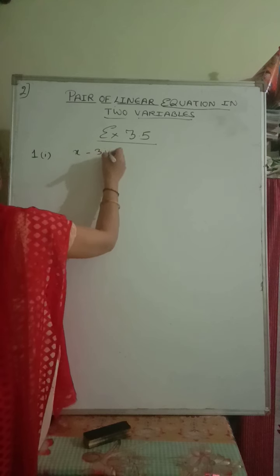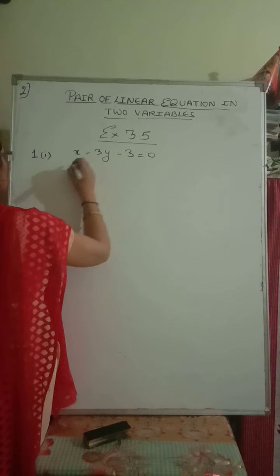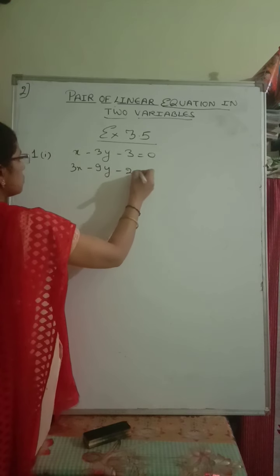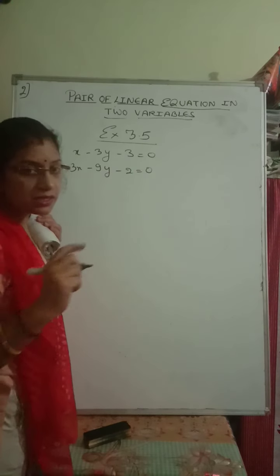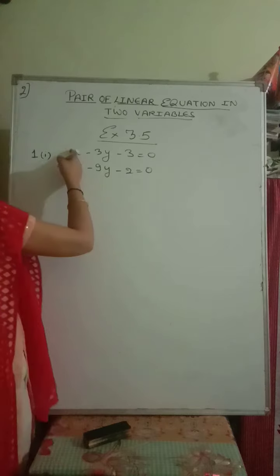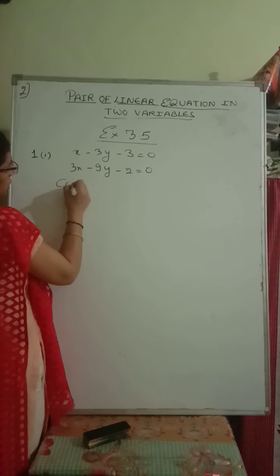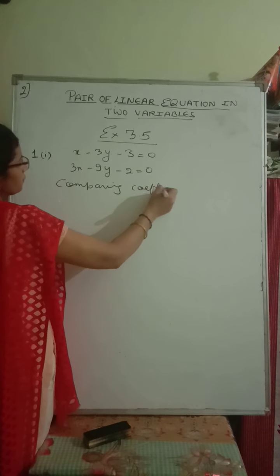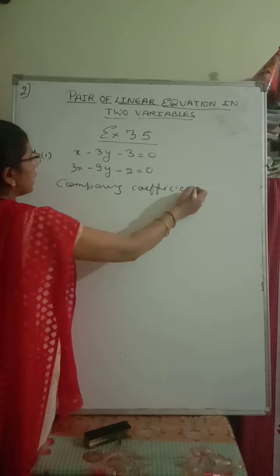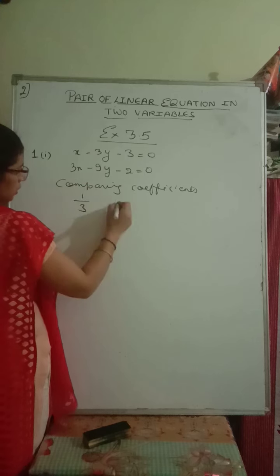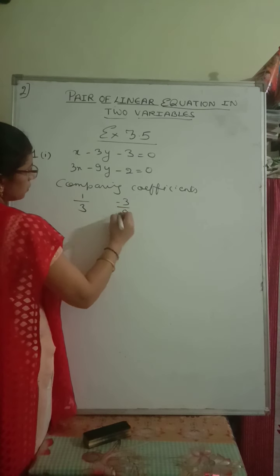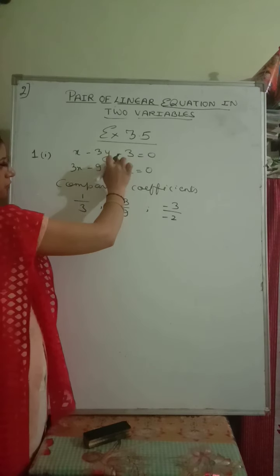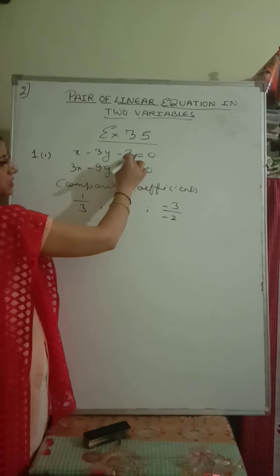So we'll do the first part. x minus 3y minus 3 equals 0, and the second is 3x minus 9y minus 2 equals 0. Very first, let us see how many solutions it has. Comparing coefficients, that means a1 upon a2, b1 upon b2 and c1 upon c2. We have to write in the form a1x plus b1y plus c1 equals 0.